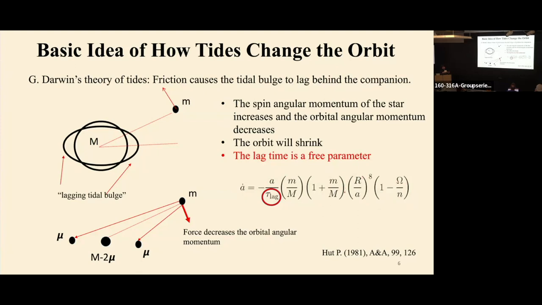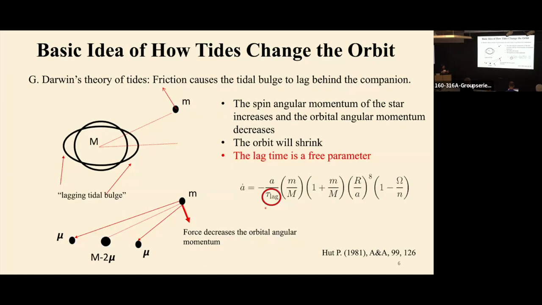One interesting term I would like to mention is that the rate of change in semi-major axis, a-dot, is very sensitive to the primary star radius, to the 8th power here, and also very sensitive to the system separation. Another thing worth mentioning is that this is called the lag time.